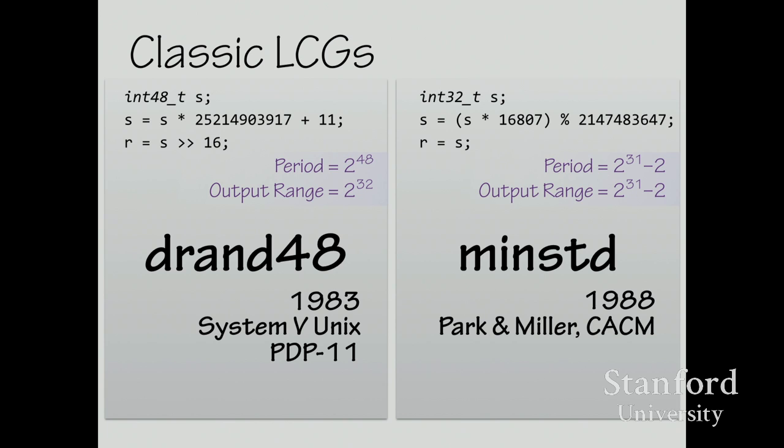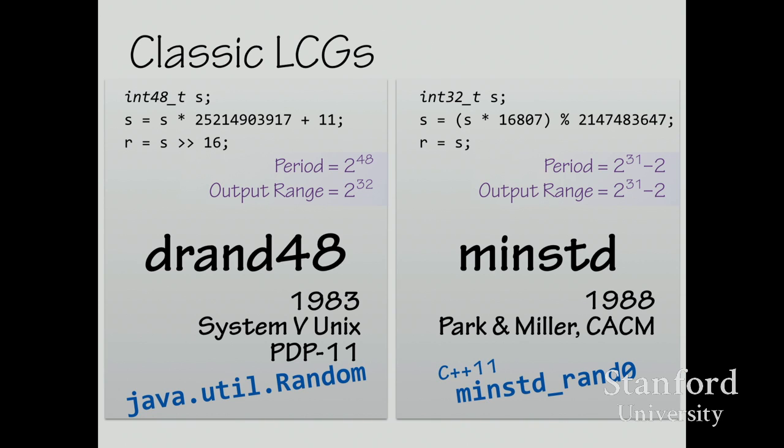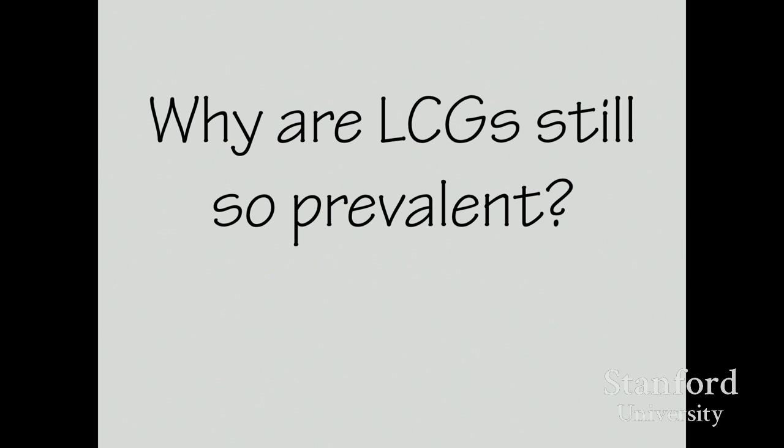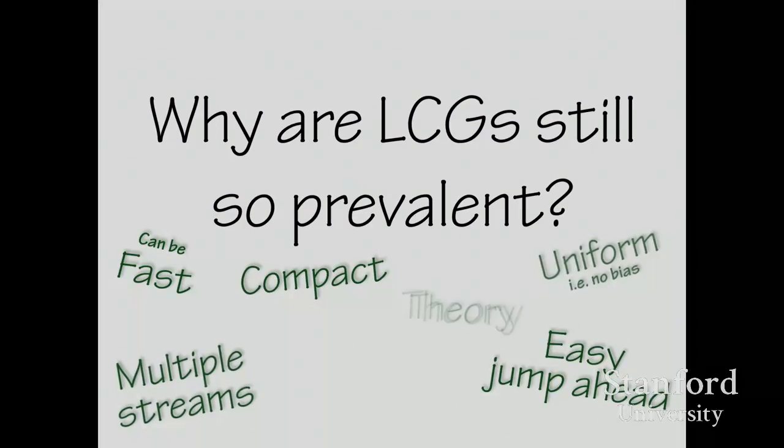And you might think, well, this is great. Moses is telling me about this stuff. It's from the 80s. I love the 80s, but how is this relevant to me today? Well, let me just point out that DRAND48 is Java util Random, and the other one is C++11's minstd_rand. And both Clang and GCC use MINSTD as their default random number generator. So even today, these are incredibly prevalent. It's also the case that Java has added some newer ones since this, but a lot of people still use Java util Random. So given the flaws that we've seen, why are linear congruential generators so prevalent?